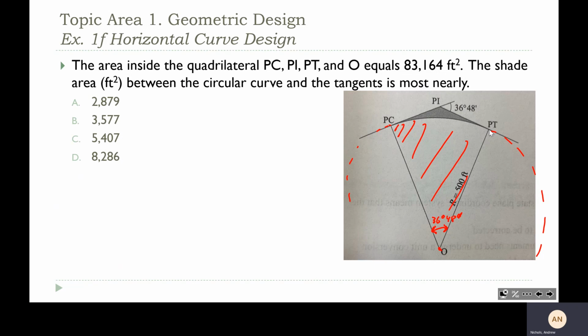So area of a circle is pi r squared. And then we want to take a portion. So it would be 36 degrees, 48 minutes out of 360, right? Where R is 500. I should have written that in there.